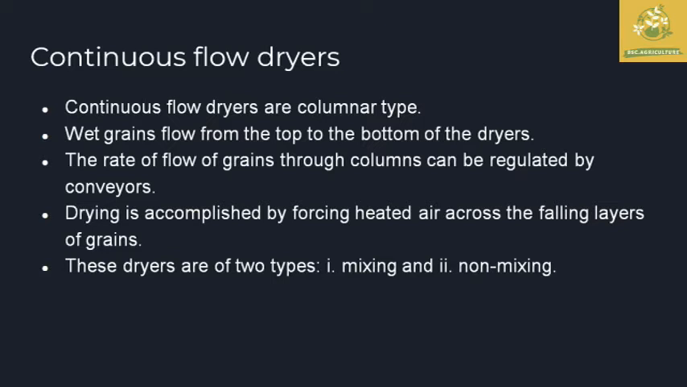Continuous flow dryers are also known as column dryers, where the wet grain flows from top to bottom of the dryer at a regulated rate of flow through column conveyors. Drying is accomplished by forced heated air across the falling layers of grain in different conveyors as well as different columns. Through this we can continuously dry the grains that were fed into the dryer, and they are classified into two types. The first one is mixing and the second one is non-mixing.